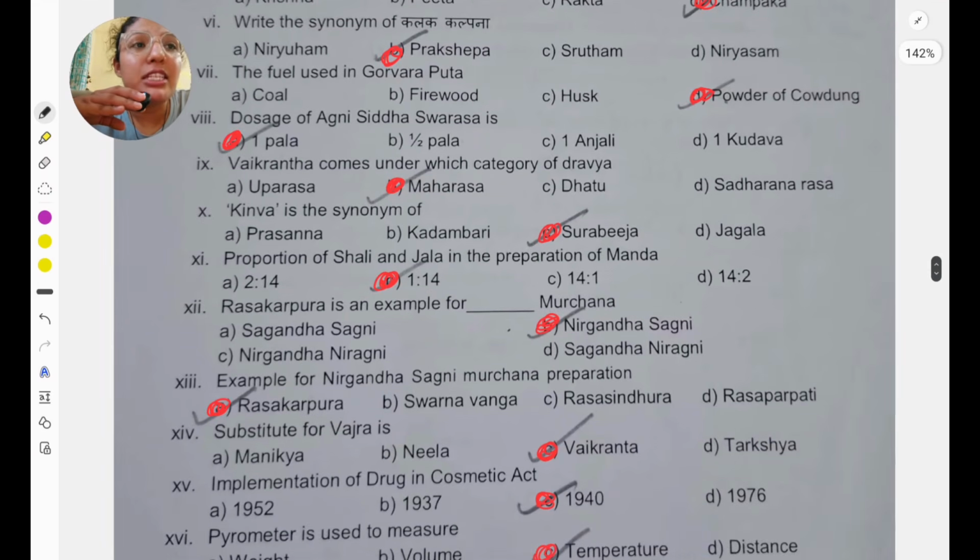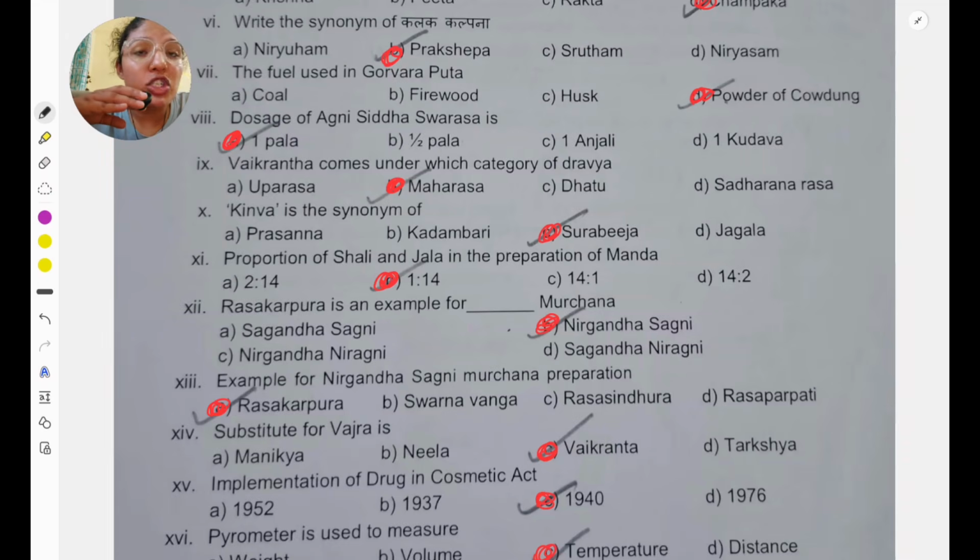Write the synonym of Kalka Kalpana: it is Prakshepa. The fuel used in Gorvara Puta is actually the powder of cow dung. The dosage of Agni Siddha Sarvarasa is Vanapala because it becomes Laghu after application of Agni. Vaikranta comes under Maharasa, and Kinva is a synonym of Surya Bija.